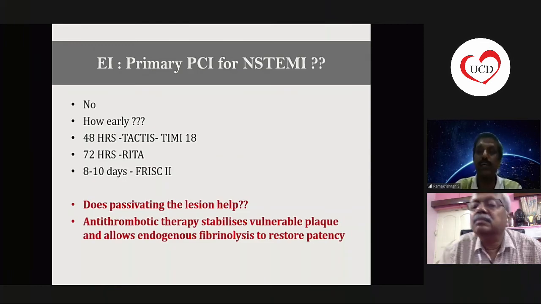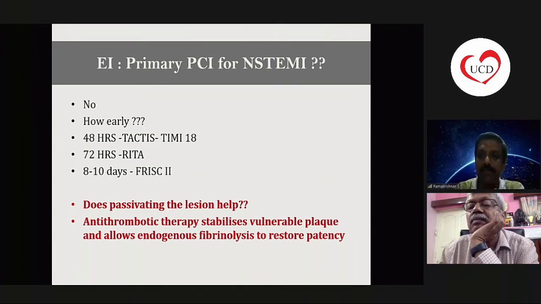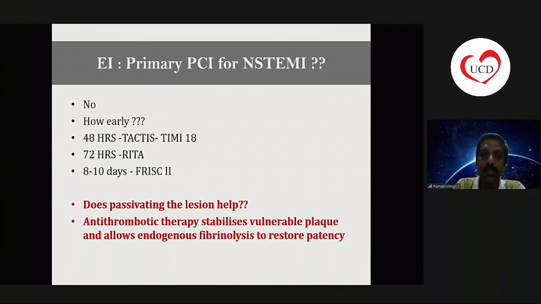So once you have decided that the patient has to go for an invasive strategy, why can't we do it like a primary PCI? Once a patient enters the emergency, just wheel them into the cath lab. Why shouldn't we do that? Because the various trials looked at various timelines, that is 48 hours in TACTICS, 72 hours in RITA, and 8 to 10 days in FRISC2. But there are important questions. There are important pathophysiological differences between STEMI and NSTEMI. Could passivating the plaque lesion help, and can antithrombotic therapy stabilize the vulnerable plaque?